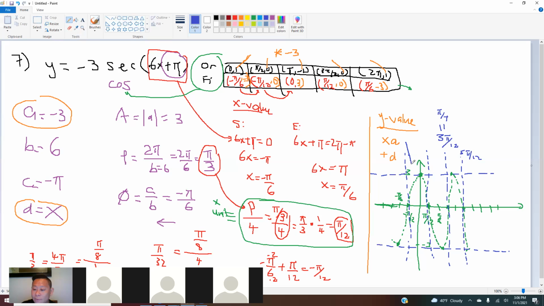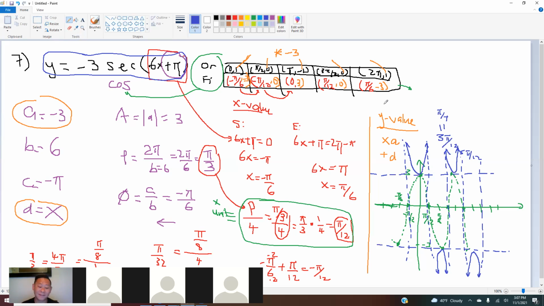So your secant graph in this case will be open upward. And again, it cannot cross your asymptotes. This will be going downhill, but it still touches 3 and negative 3. And we need one more, because if you want two cycles you need 2 ups and 2 downs. So you just draw another one of these. The blue graph that I drew is the negative 3 secant 6x plus pi.